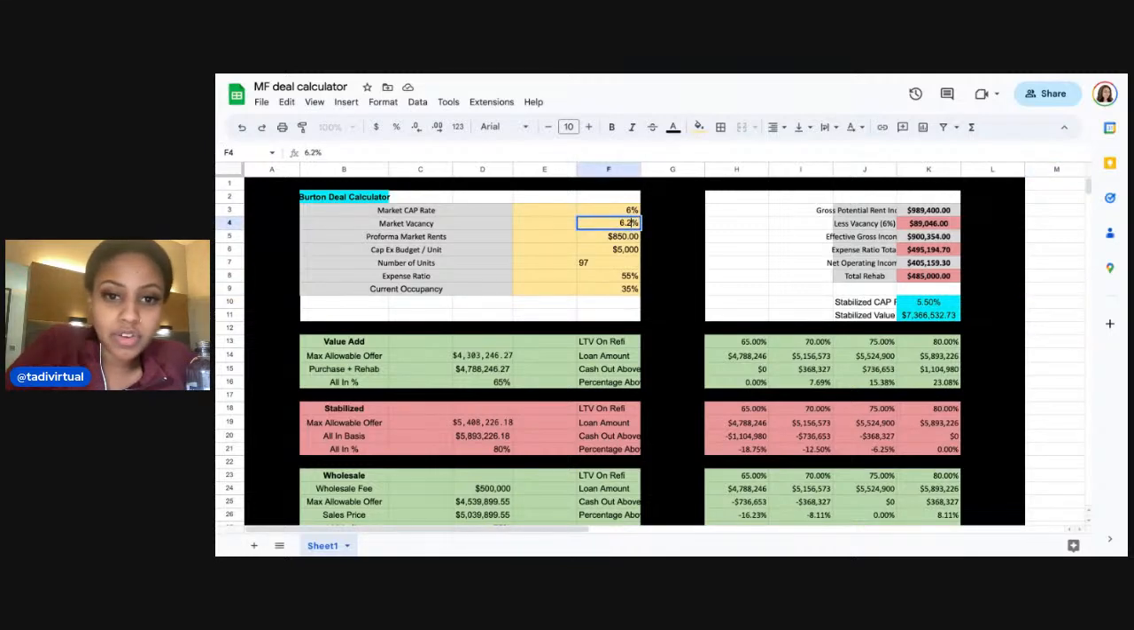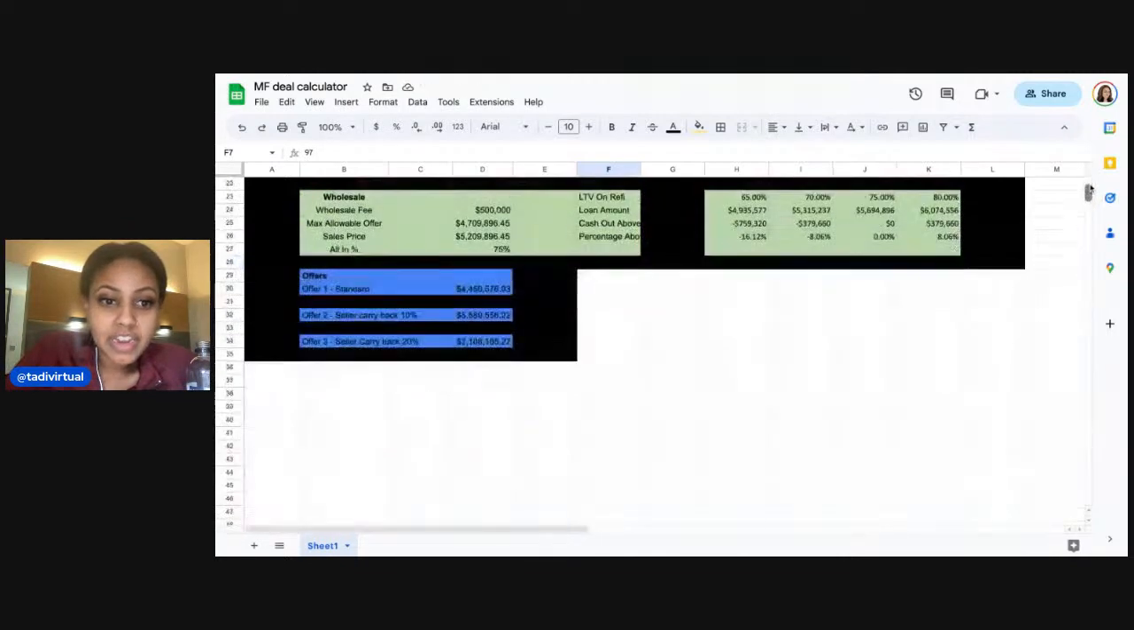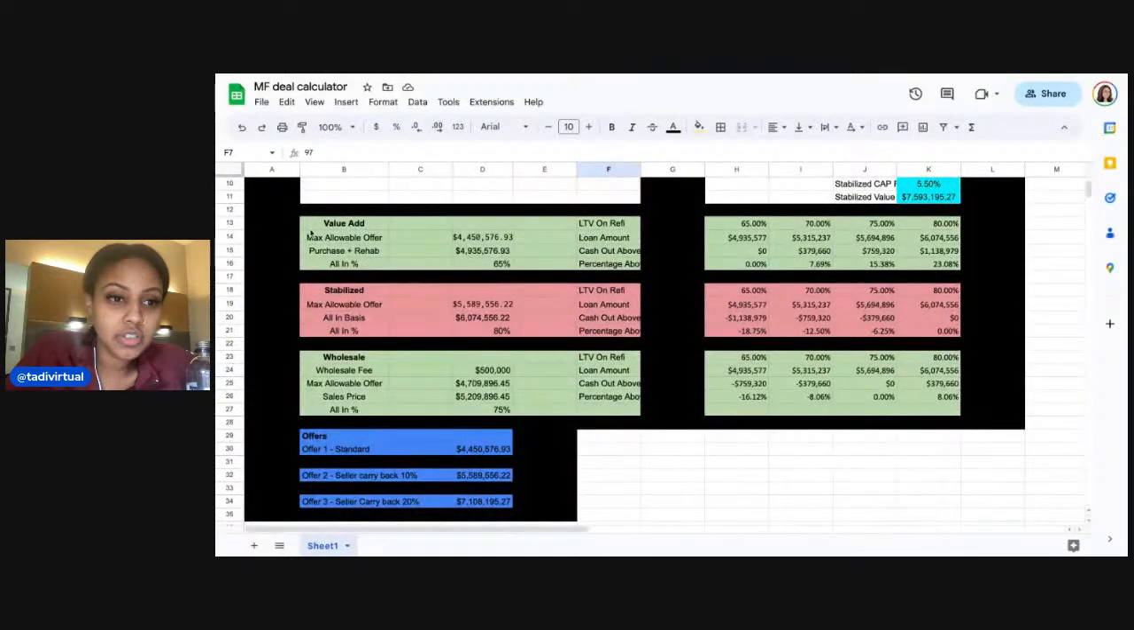And that's probably going to round it down to 6%. And now we have every single part of this filled out. Now, this is my favorite part. Down here, it gives you different options. So it gives you a maximum allowable offer if this is a value add, if it's stabilized, and then getting in some creative, or if it's a wholesale deal. So you literally have every exit strategy here.